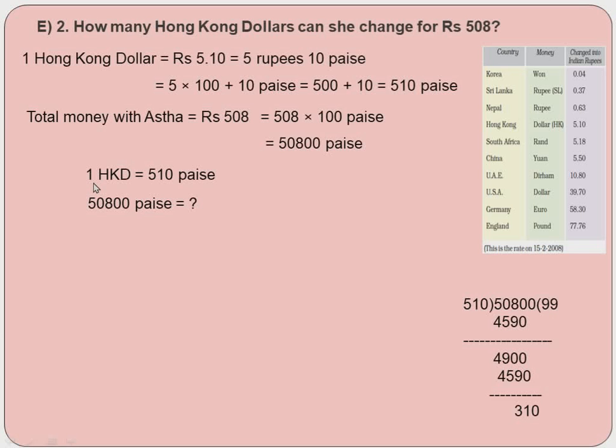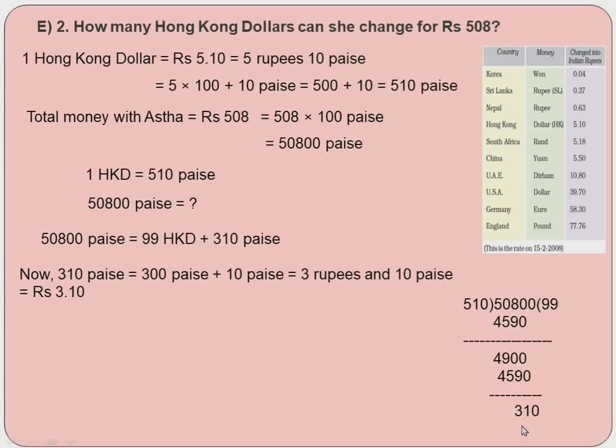Hong Kong dollars, because I've converted this into HKD. Yes or no? HKD means Hong Kong dollars. So what I'll get is 99 HKD plus 310 paisa remaining. Understood, children, what I did here? So now, what is 310 paisa? 300 paisa plus 10 paisa. 300 paisa means 3 rupees, plus 10 paisa, that is 3 rupees 10 paisa.